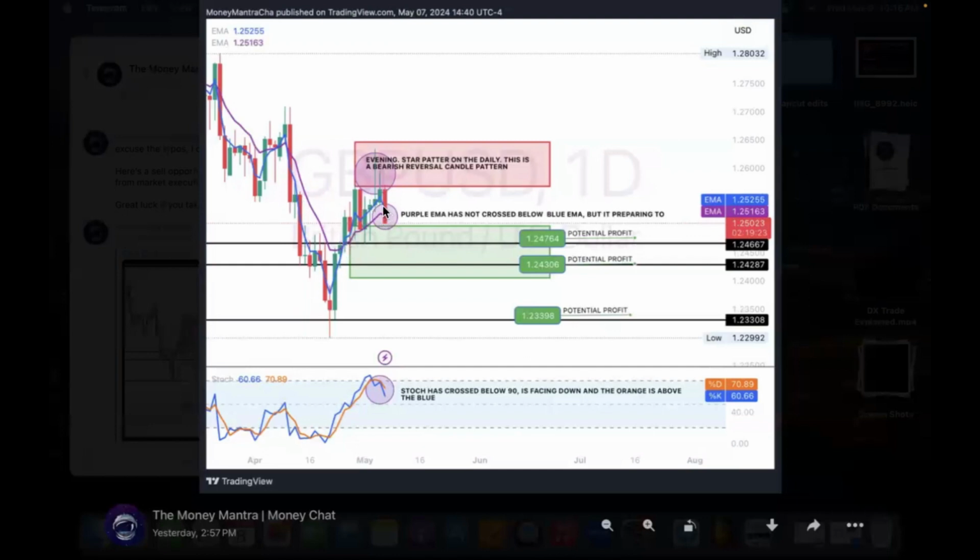So I saw that my blue was above, but the purple was about to cross. It hadn't quite made that move yet, which is what I did notate here. The purple EMA has not crossed above the blue EMA, but it is preparing to. And that would be the second confirmation for the selling trend, in addition to the evening star pattern.